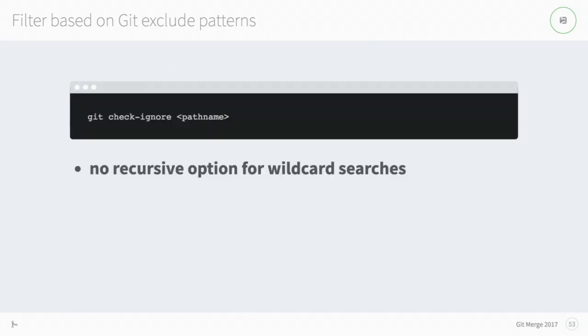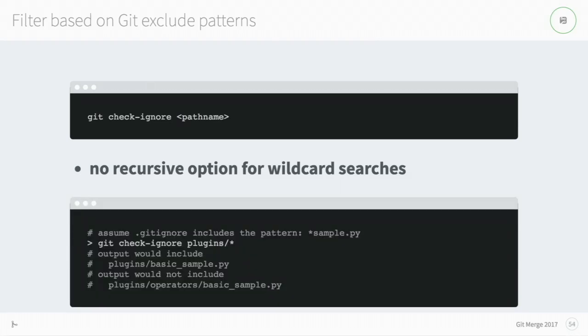Now this does have a few problems with it. There's no recursive option for wildcard searches. So if you're looking at this, assume that gitignore includes *sample.py. If I type this command, you'll see git check-ignore plugin/*, it's going to tell me, okay, yes, there is a file that fits that exclude pattern at the top level of plugins, but if there's one nested one layer deeper, it's not going to return that. And there's no option switch for check-ignore to tell it to just recursively descend through all directories and find everything. So that's kind of a pain because that means you'd need to actually list every top level and subdirectory that you might use in your testing scripts. So there's a somewhat better option too.